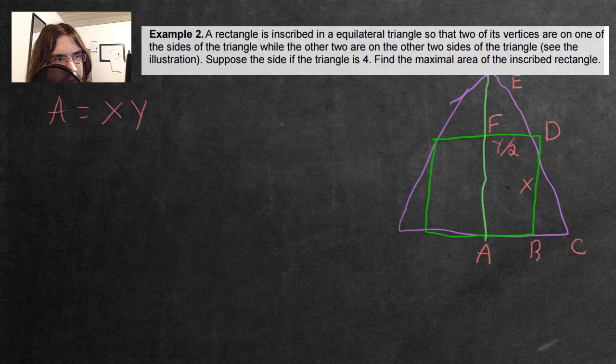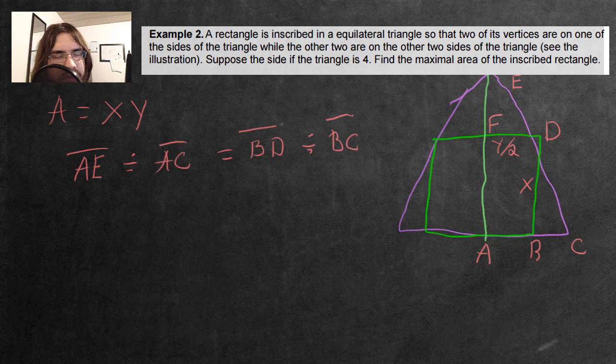So first off, the similar triangle states that if the line AE right here, if I divided that by the line AC down there, I would get the same value as if I were to divide the line BD by the line BC. So we have the line AE divided by the line AC, which should be equal to the line BD divided by the line BC. So now let's start finding the values of each of these lines.